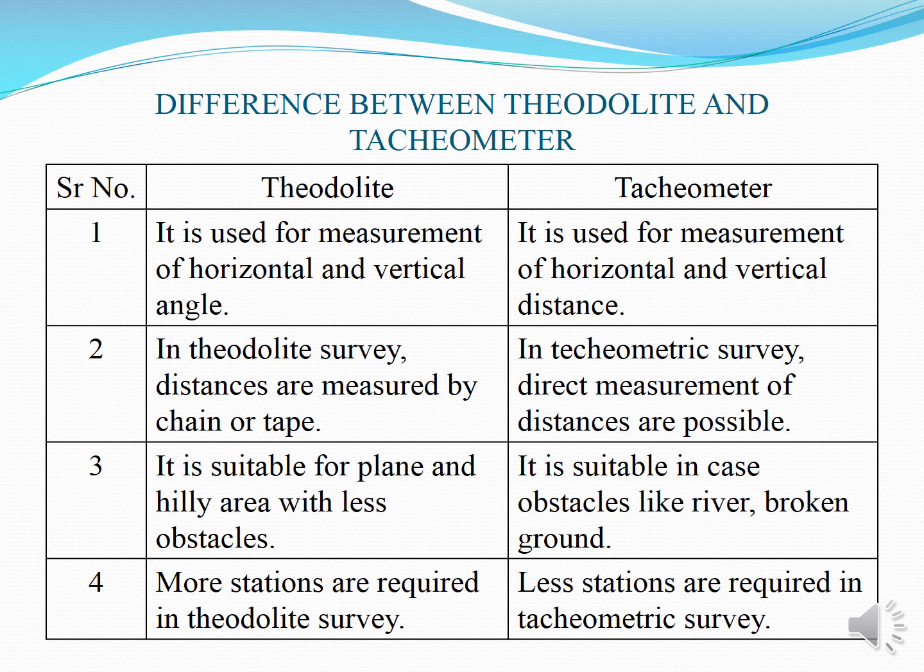The fourth difference between theodolite and tachometer is that more stations are required in theodolite survey, and fewer stations are required in tachometric survey. So this is again a main difference: more stations are required for theodolite, and the least stations are required for the tachometric survey.